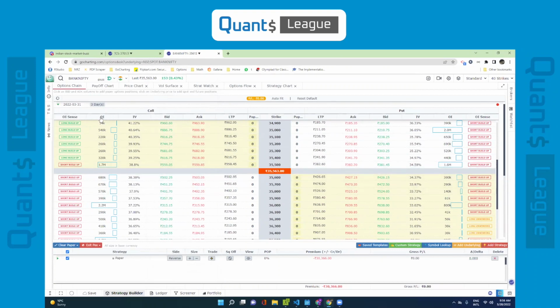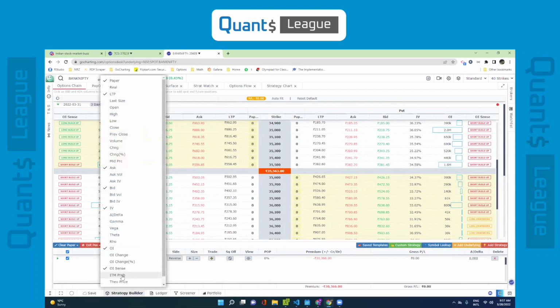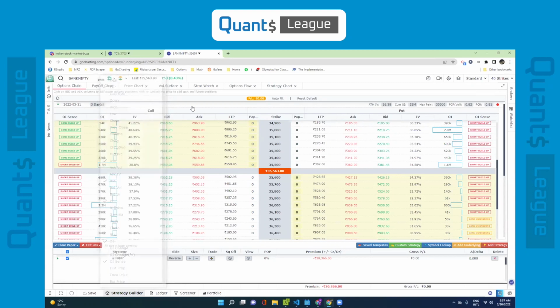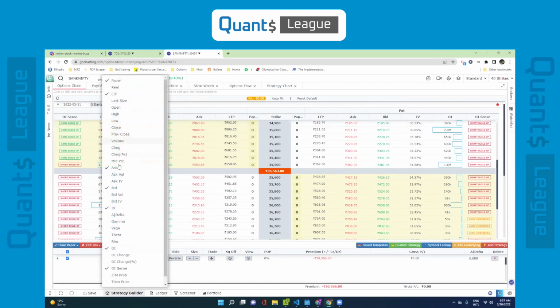All of that you can see, the at the money and in the money probability, OI related metrics, theoretical price based on Black-Scholes, extrinsic price. You can go on and on. We have 40 odd metrics that you can choose from, and all you have to do is right click and choose from this menu.